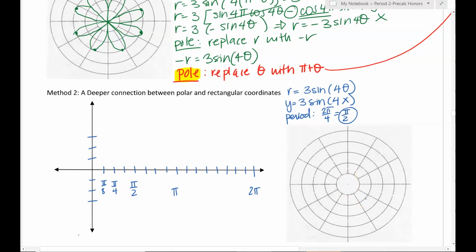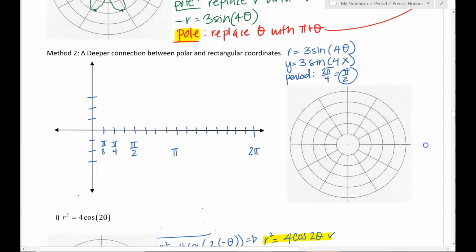Now, over here on our polar grid, not the unit circle, this is going to be a pi over 6. This is a pi over 3, 2 pi over 3, 5 pi over 6. And then this is going to be 7 pi over 6. And this is 11 pi over 6. This is 0.